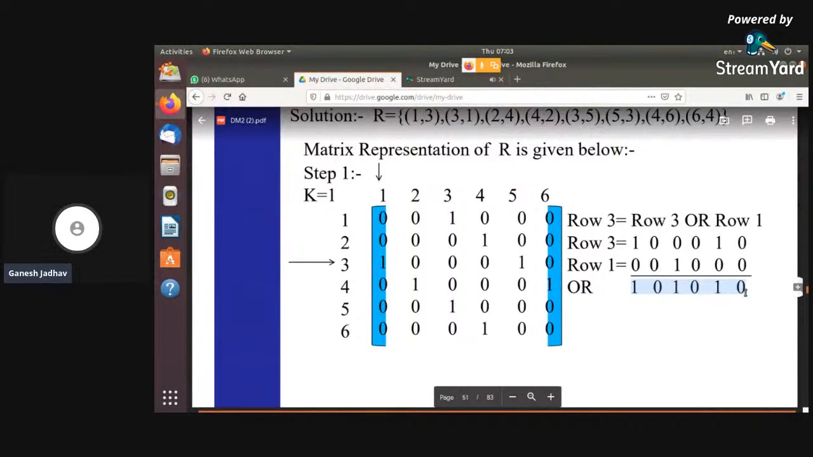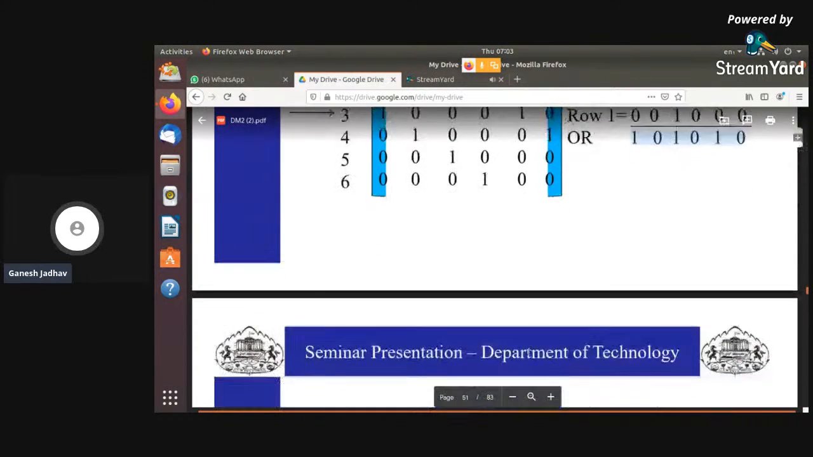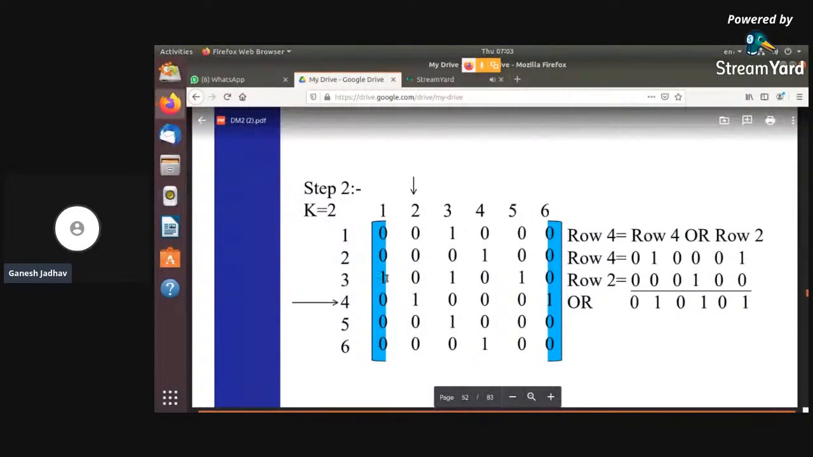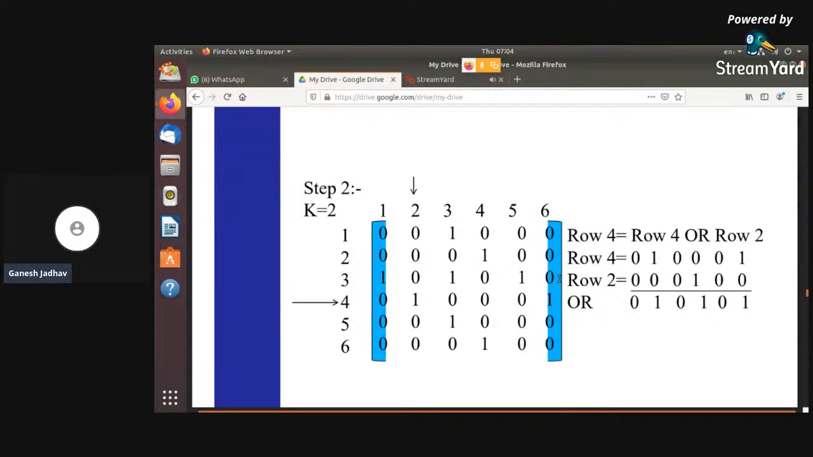This modified row only, this row is written in the third row: 0 1 0 1 0 1. All rows are written as per your above matrix, but only the third row is rewritten as per this operation, and all other rows are written as per above.